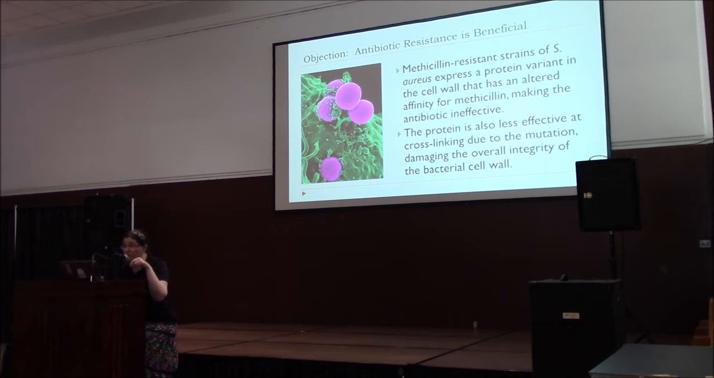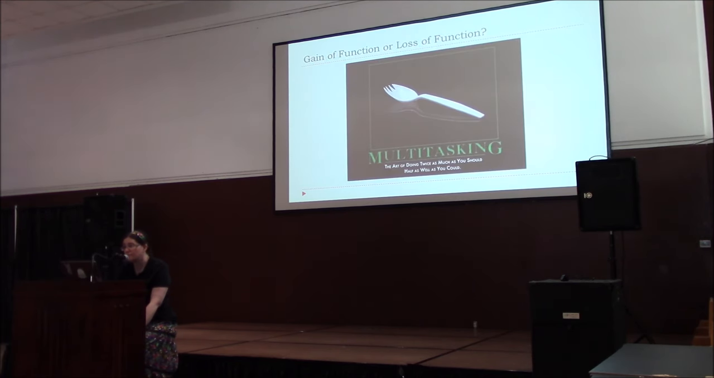So if you put MRSA in a test tube with regular staph aureus that's not resistant to the antibiotic, and there's no antibiotic in there, very, very rapidly the MRSA goes extinct, because it simply can't compete, because its cell wall is not strong enough. So it damages the integrity of the cell, it slows the replication of the bacteria, and over time, staph aureus outcompetes it. So is this a good mutation? Only in the presence of methicillin, not in regular life. So I call this a spork problem.